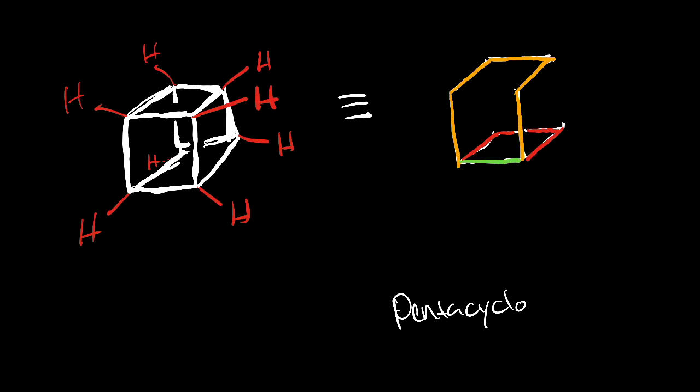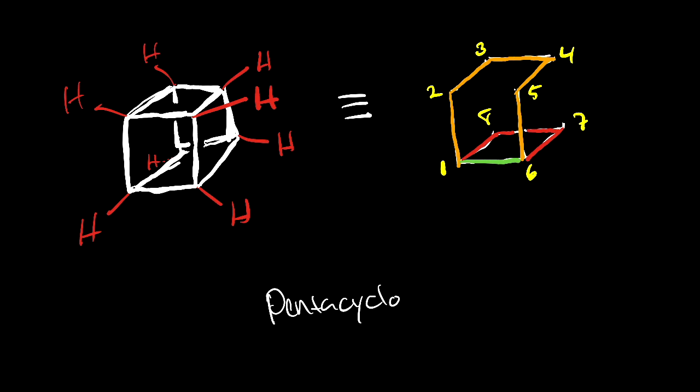If we do name it, we have to start at a bridgehead, 1, and then we count the big one first, and then the small one. So pentacyclo, and we draw our bracket, and we have a 4 membered ring, a 2 membered ring, and a 0 carbon bridgehead.